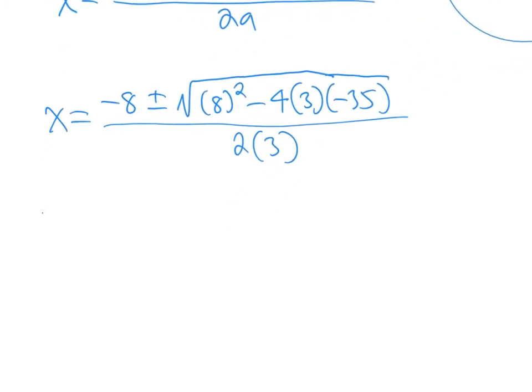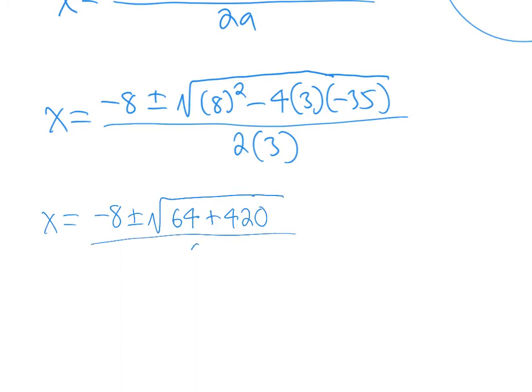So let's simplify this now. We have x equals, negative 8 is going to come along for the ride, plus or minus the square root of 8 squared, which is 64. And then negative 4 times 3 times negative 35 is positive 420. Positive 420. All over 2 times 3, which is 6.